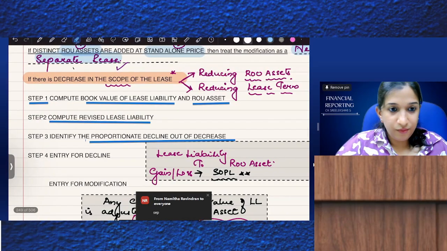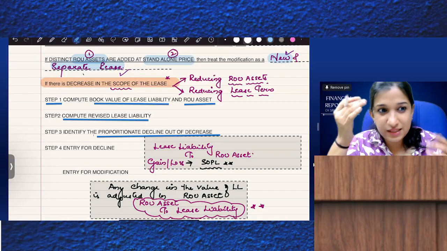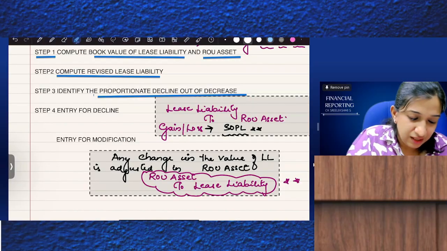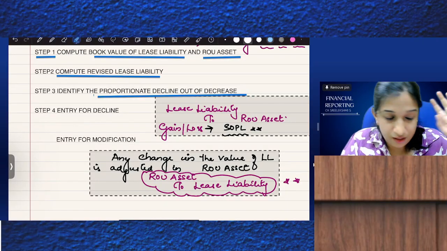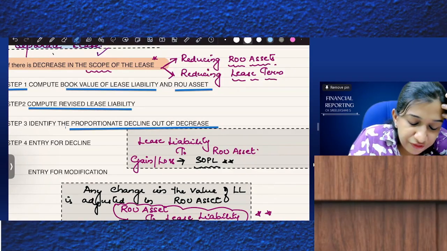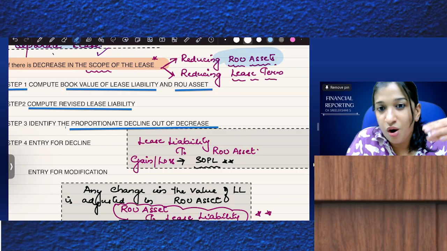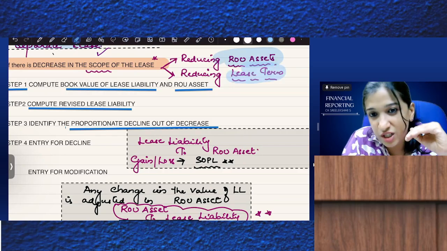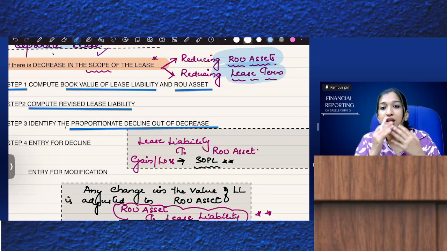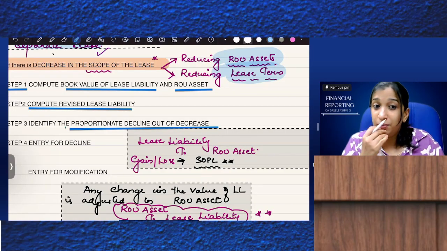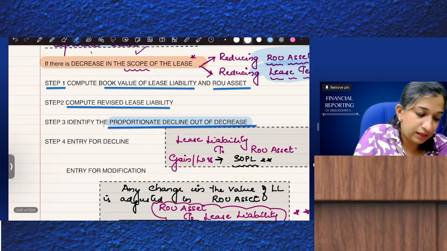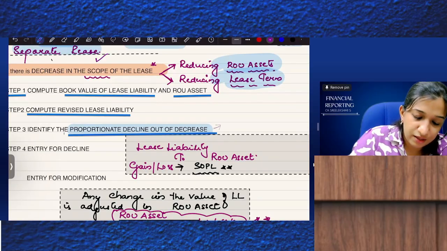Okay. Now, always this is my step. Step 1, compute the book value of the lease liability, revise the lease liability, pass the journal entry. But if there is a decrease in scope out of modification, if there is a reduction in ROU asset or a reduction in lease term out of modification, then the proportionate decline out of the decrease is treated as partial termination.